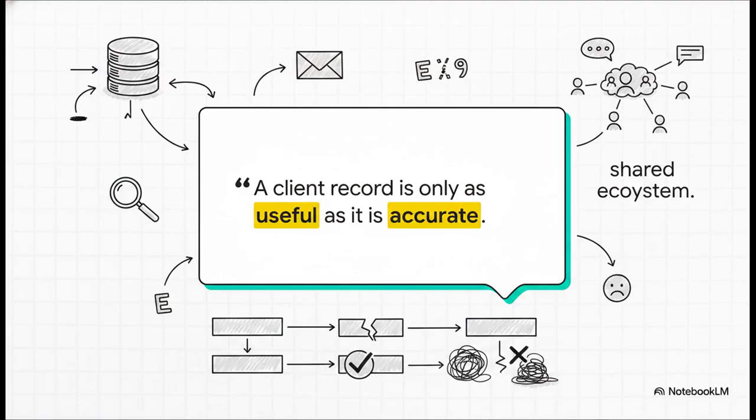Our source material really hits the nail on the head with this thought. A client record is only as useful as it is accurate. It sounds super obvious, right? But think about the reality for a second. A single transposed letter in an email, or just one wrong digit in a phone number, and boom, that specific field is entirely useless. And since a CRM, your customer relationship management system, is a shared ecosystem, one single bad record affects every single person on your team who touches that account. You are literally setting the baseline for everyone's success, or everyone's failure.